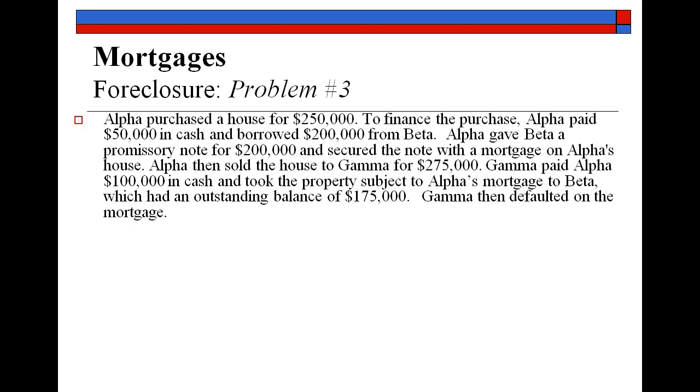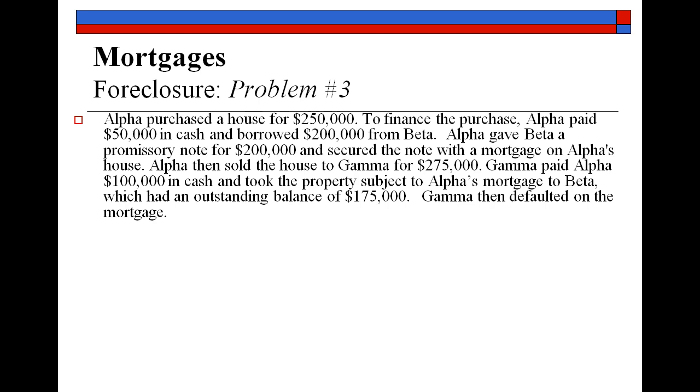In this problem, Alpha buys a house for $250,000. To finance the purchase, Alpha pays $50,000 in cash and borrows $200,000 from Beta. Alpha gives Beta a promissory note for $200,000 and secures the note with a mortgage on Alpha's house. Alpha then sells the house to Gamma for $275,000. Gamma pays Alpha $100,000 in cash and takes the property subject to Alpha's mortgage to Beta, which had an outstanding balance of $175,000. However, Gamma subsequently defaults on the mortgage. The question becomes, who is liable on that mortgage?